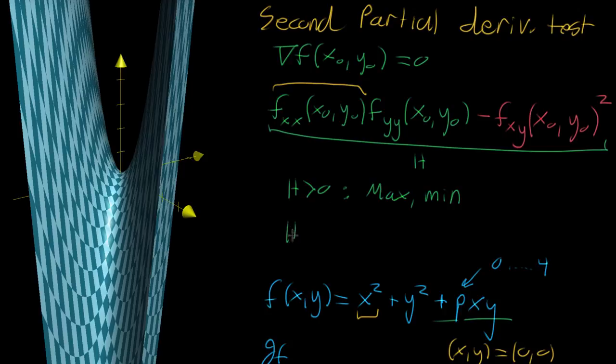But if h is less than 0, then you definitely have a saddle point.